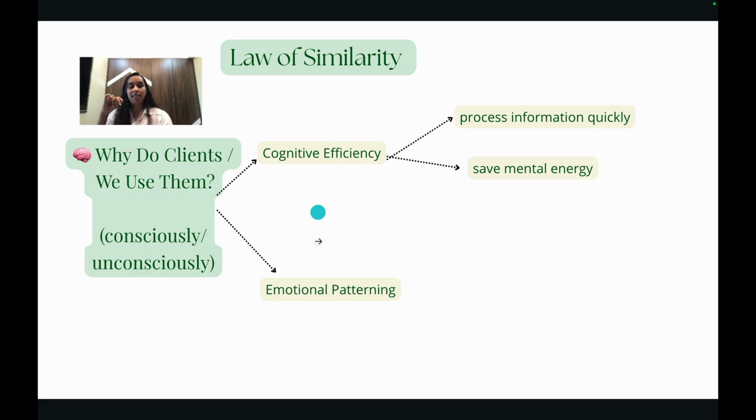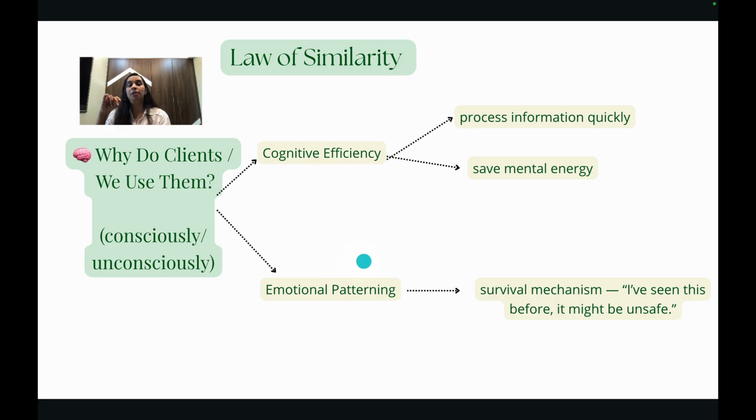Another reason is emotional patterning, that we are used to set emotion patterns. The human mind likes to put things together. It looks for patterns so that you are protected, you are safe, you are not going towards danger. Again, this doesn't mean the best decision comes out of it, but it helps you make very quick decisions. It is a survival mechanism. I have seen something like this before, it might be unsafe. Let me step back, or let me react in such a way that they don't take advantage like I was taken advantage of in the past.